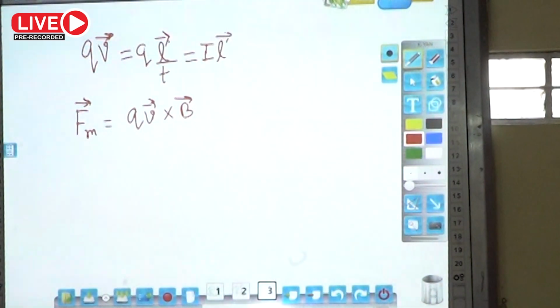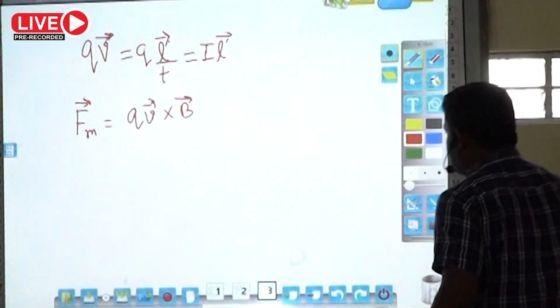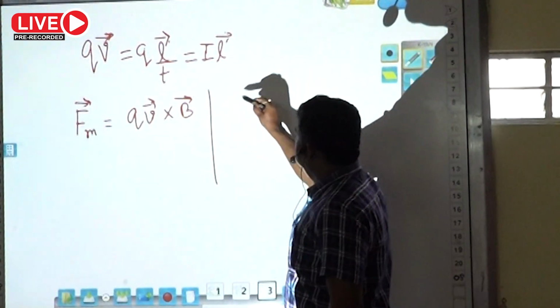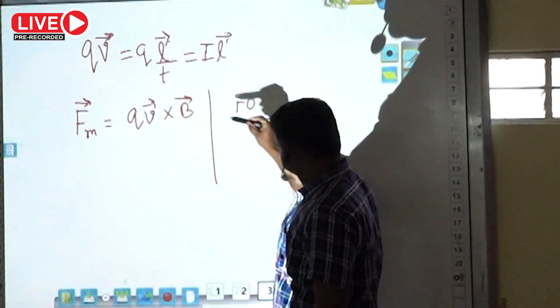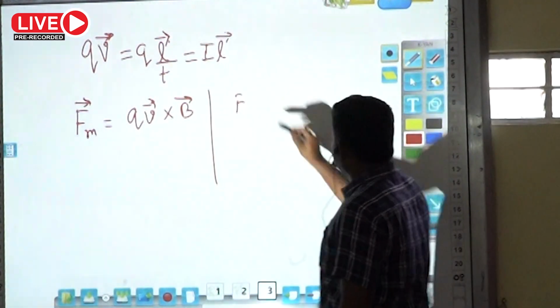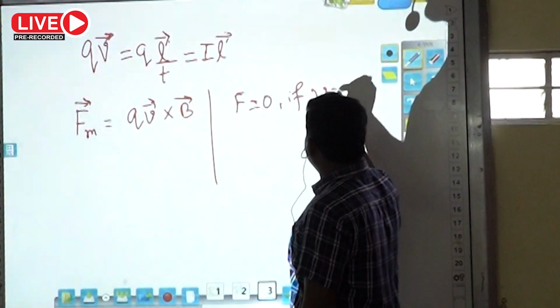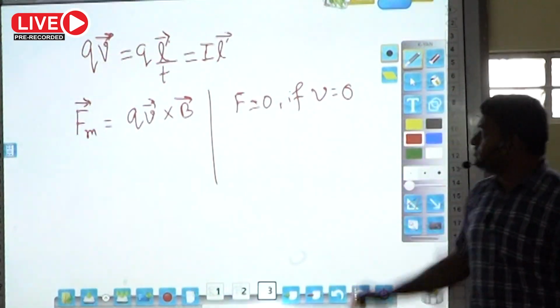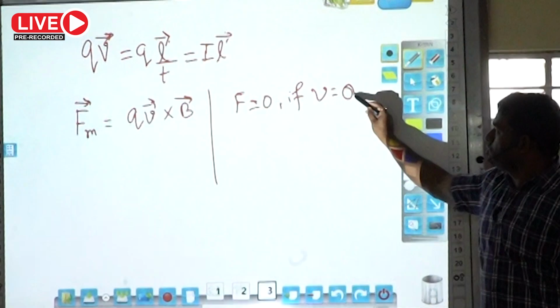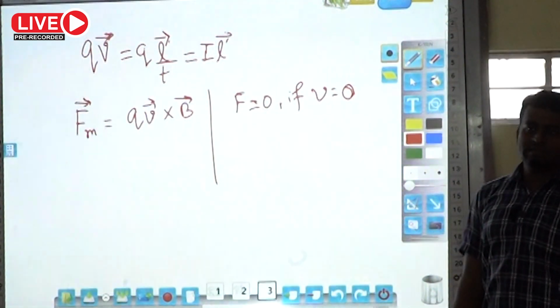Now, clearly you can see if I put v equal to 0, then the charge is at rest and it will not feel any magnetic force. So the first condition is that F equal to 0 if v equal to 0. If the particle is at rest, no magnetic force is felt on it.